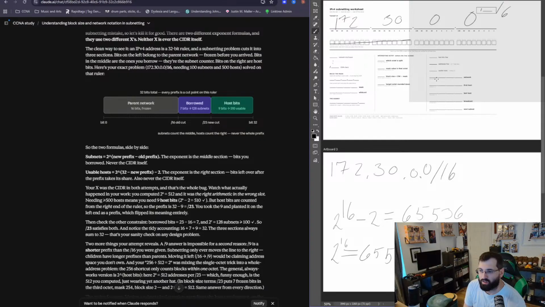Is a cut point on this ruler. 16 bits frozen. /16 would be a clean cut, 8 and 8 is 16. So the whole thing can only be 32, because 8 times 4 is 32. So is that where we got the 32? Bro, it did not go over this with me yesterday. Like, what the heck?